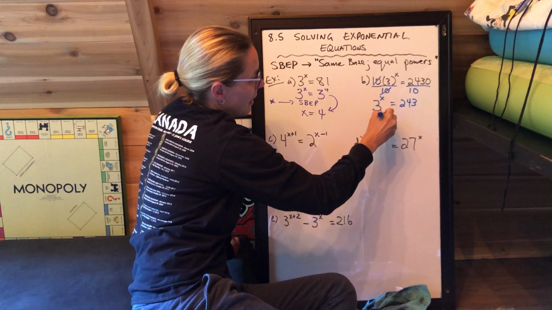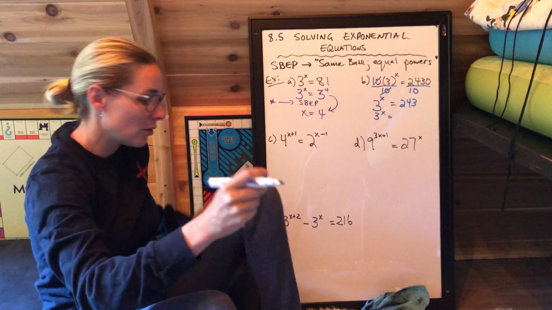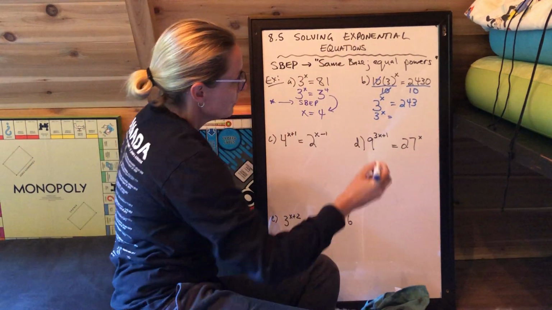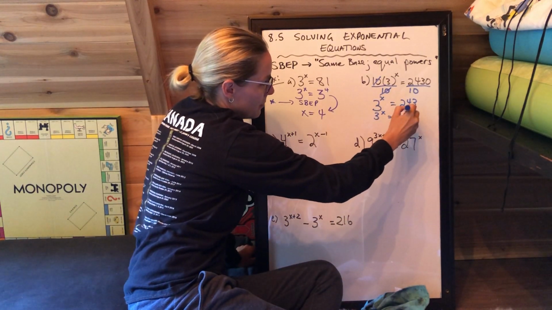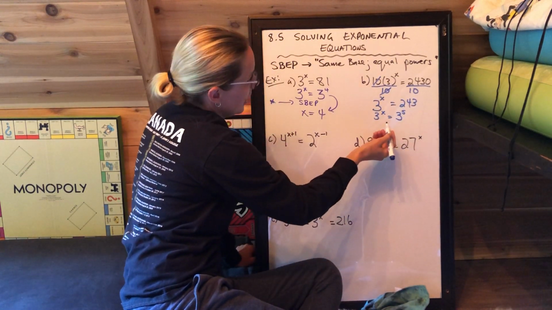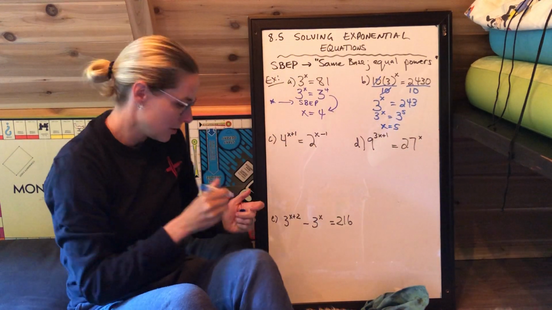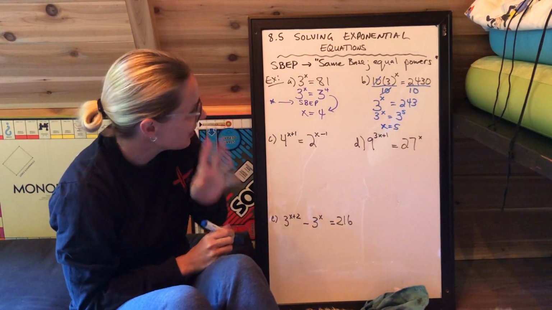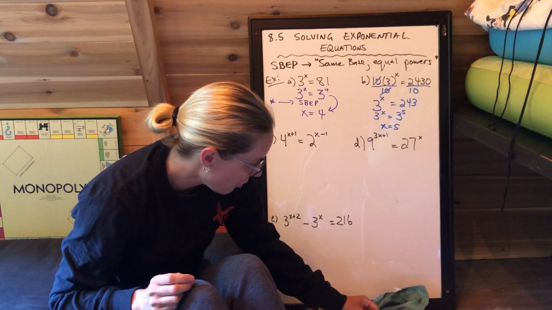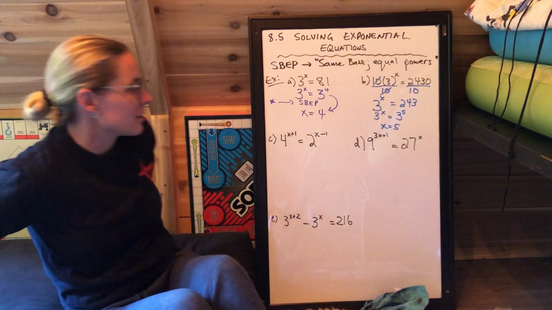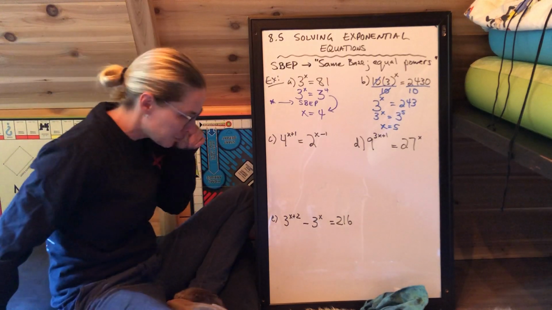Again, I have to make them have the same base before I can do anything. If they don't have the same base, I can't solve them. So this becomes 3 to the power of 5. And again, once they have the same base, you can equate the powers. So it's very straightforward. I don't think it's overly difficult at all. I think it's in all of our realms to do.